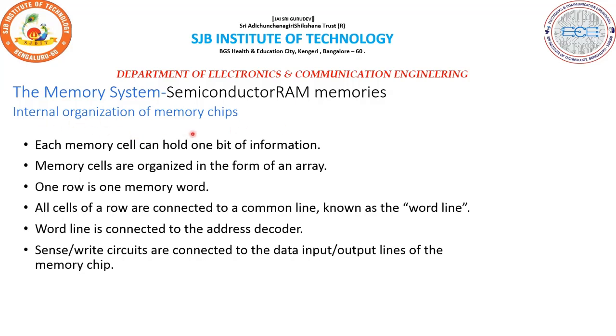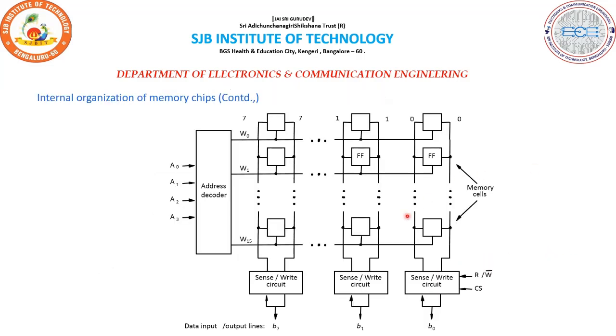Now the internal organization of memory chips. Each memory cell can hold 1 bit of information. The memory cells are organized in the form of an array, where one row is one memory word. All the cells of a row are connected to a common line known as the word line. The word line is connected to the address decoder. Sense or write circuits are connected to the data input or output lines of the memory chip. This is the internal organization of the memory chip you are able to see.